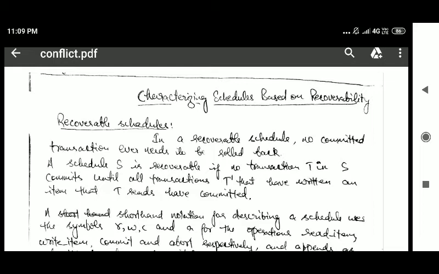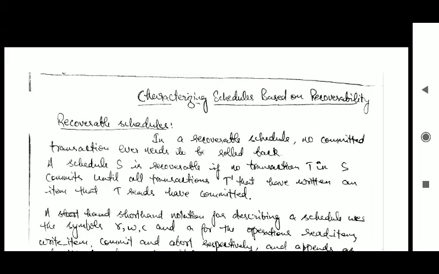A schedule S is recoverable if no transaction T in S commits until all transactions T dash that have written an item that T reads have committed. So in a recoverable schedule, if a transaction T1 reads a data item X which was written by some other transaction T2, then transaction T1 cannot commit before transaction T2 commits.